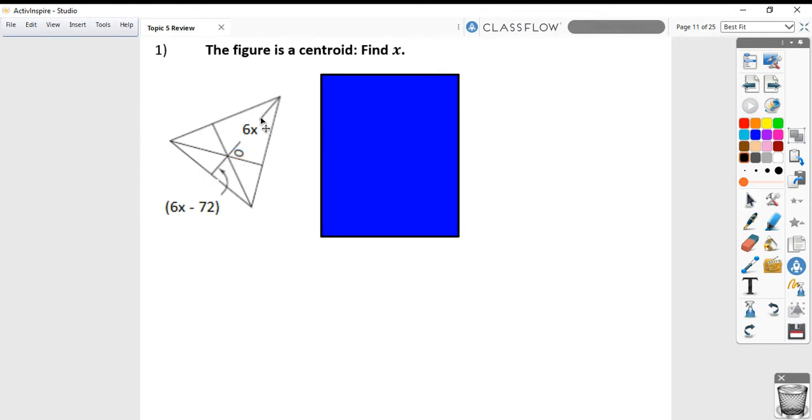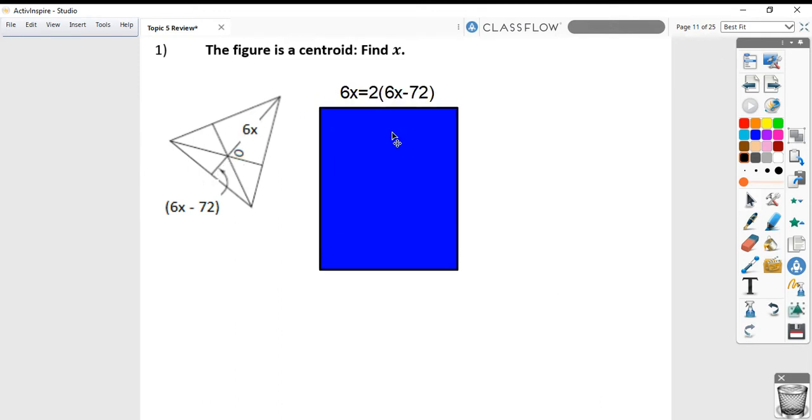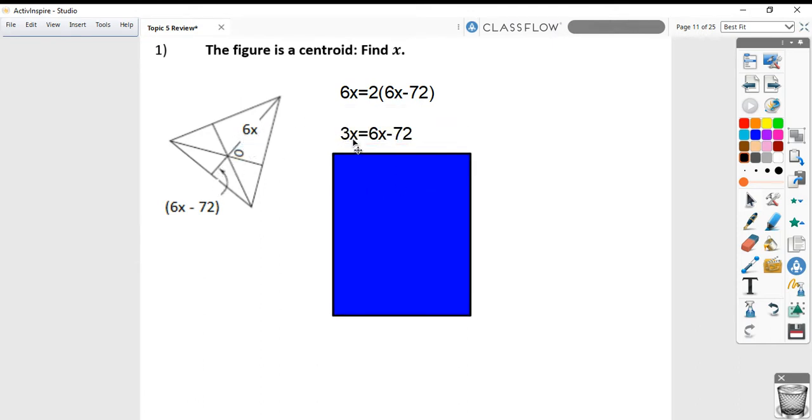So that sets up an equation where the longer piece is equal to 2 times the shorter piece. You could also have this equation where the short piece is equal to half of the longer piece. So that's where this part comes from: 3x equals 6x minus 72. Either way, whether you distribute this 2 or divide it, you'll end up with the same answer.